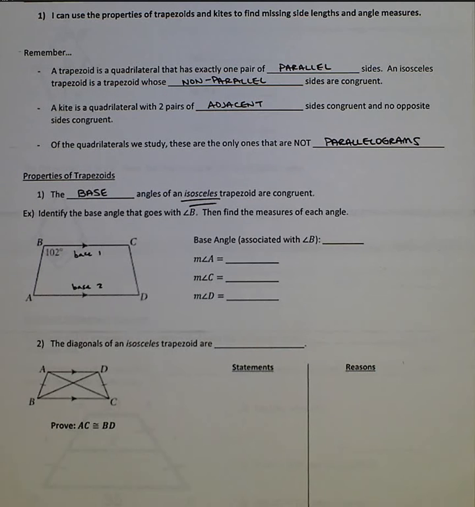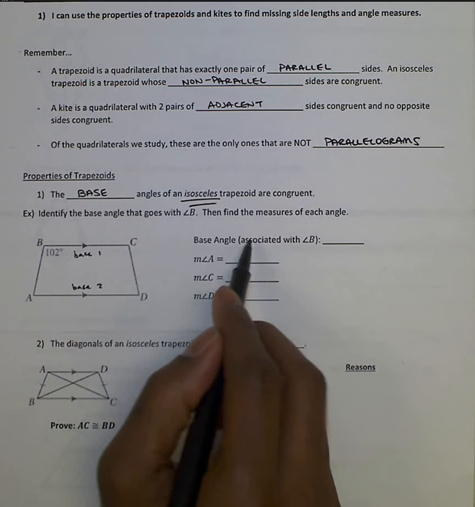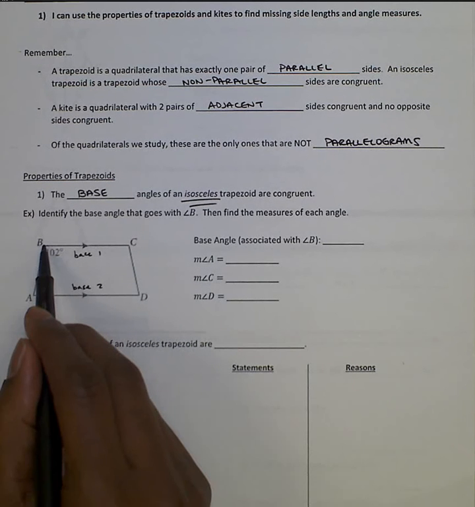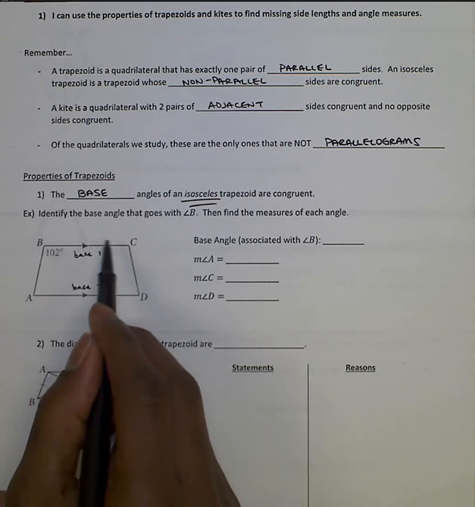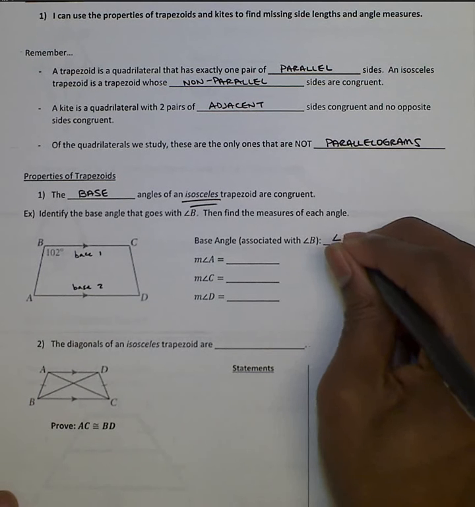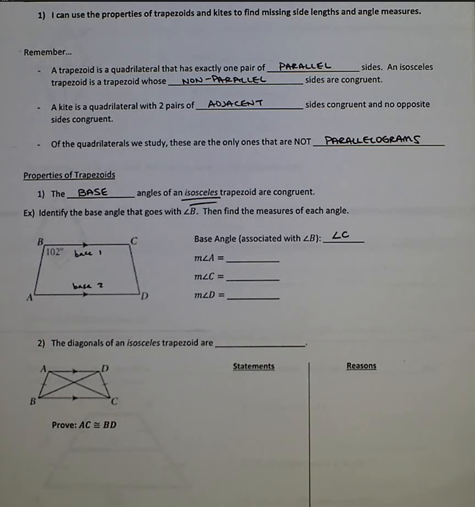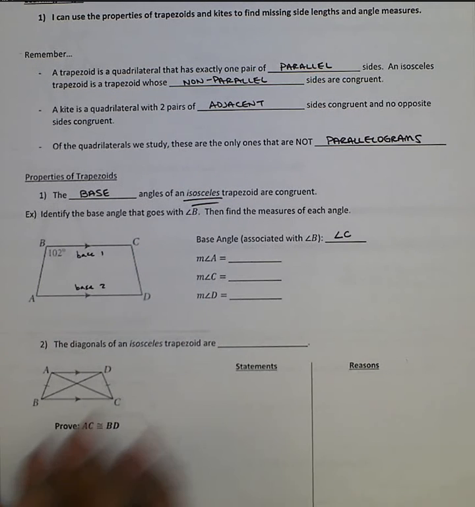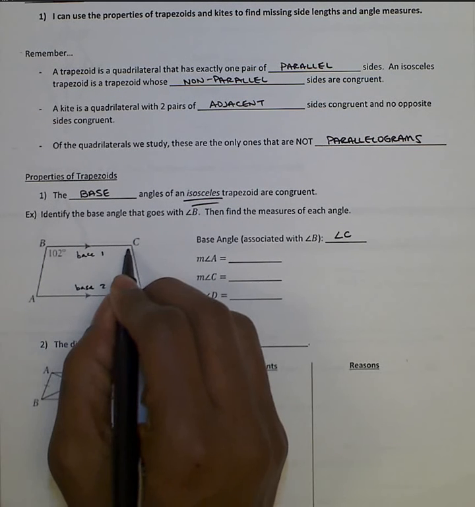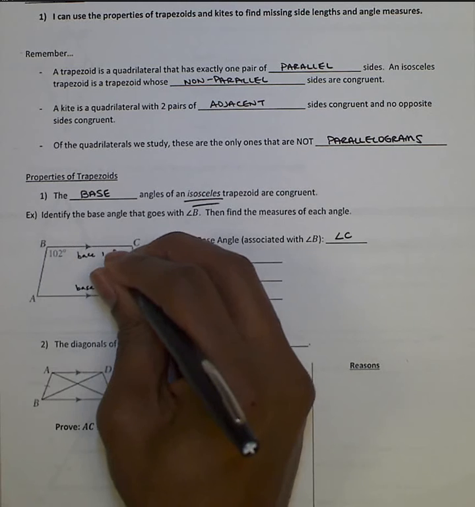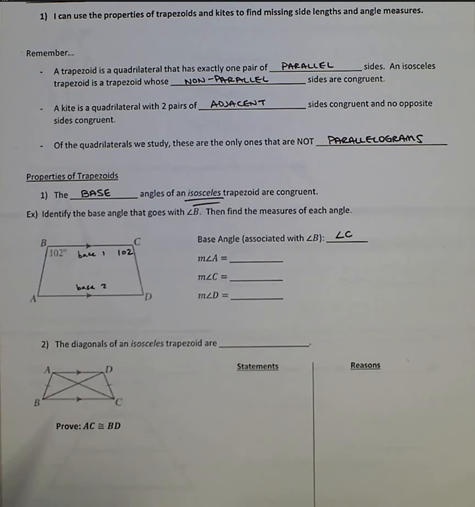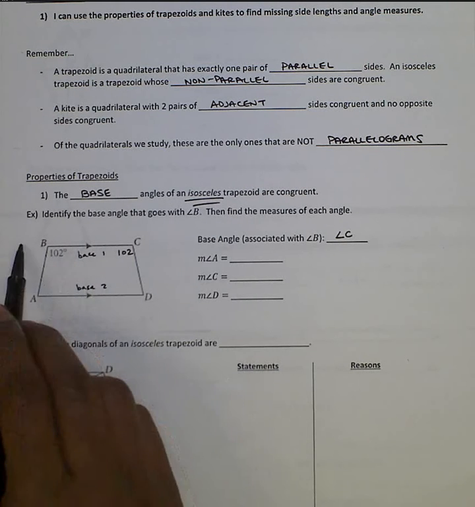All right. So identify the base angle that goes with B, and then find the measure of each angle. So the base angle that's associated with angle B, so angle B here, what else is a part of that base? Angle C. Okay. Our property says that the base angles are going to be the same, so even though these are listed out here, C is associated with B, so it's going to be the same. C should be 102.